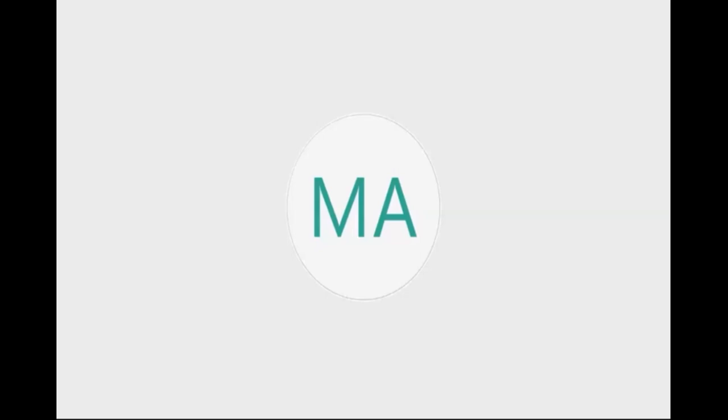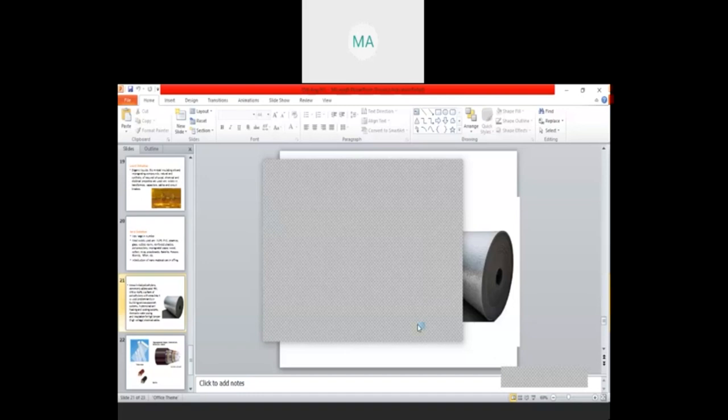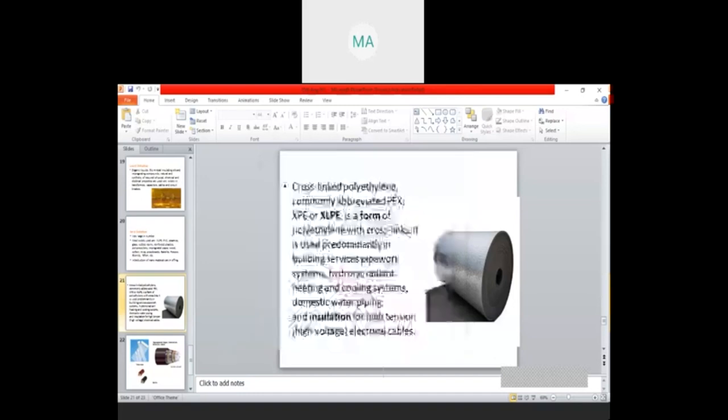Coming to this one, we have solid insulators. In the solid insulators, we have different types of solids.